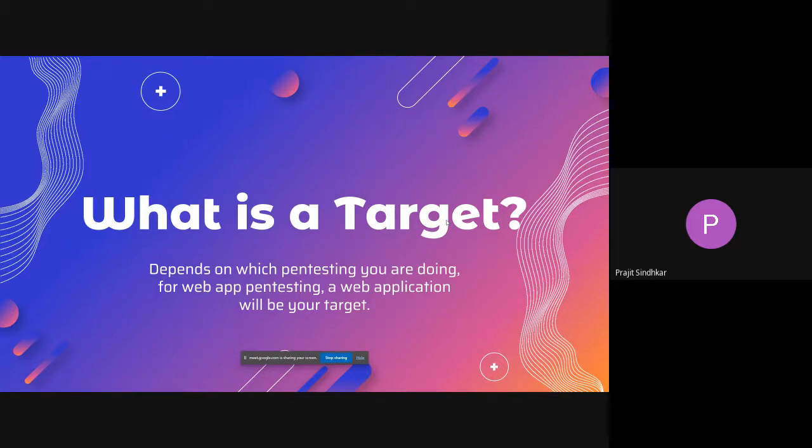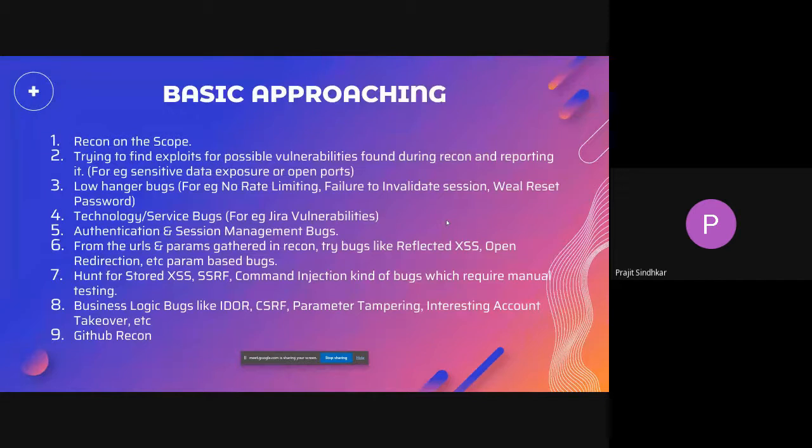Okay. So regarding being flexible, even if I am asked what is your basic approach for a website, I would say this. We all know Recon. Recon consists of footprinting, subdomain enumeration, URL param enumeration, port scanning, etc. So the first and foremost step for me is always Recon. Then I try to find exploits for all possible vulnerabilities found during Recon and report them, for example sensitive data exposure, or if I get any open ports, then I can exploit them. Then low hanging bugs, mainly like no rate limiting, failure to invalidate session, weak reset password link.